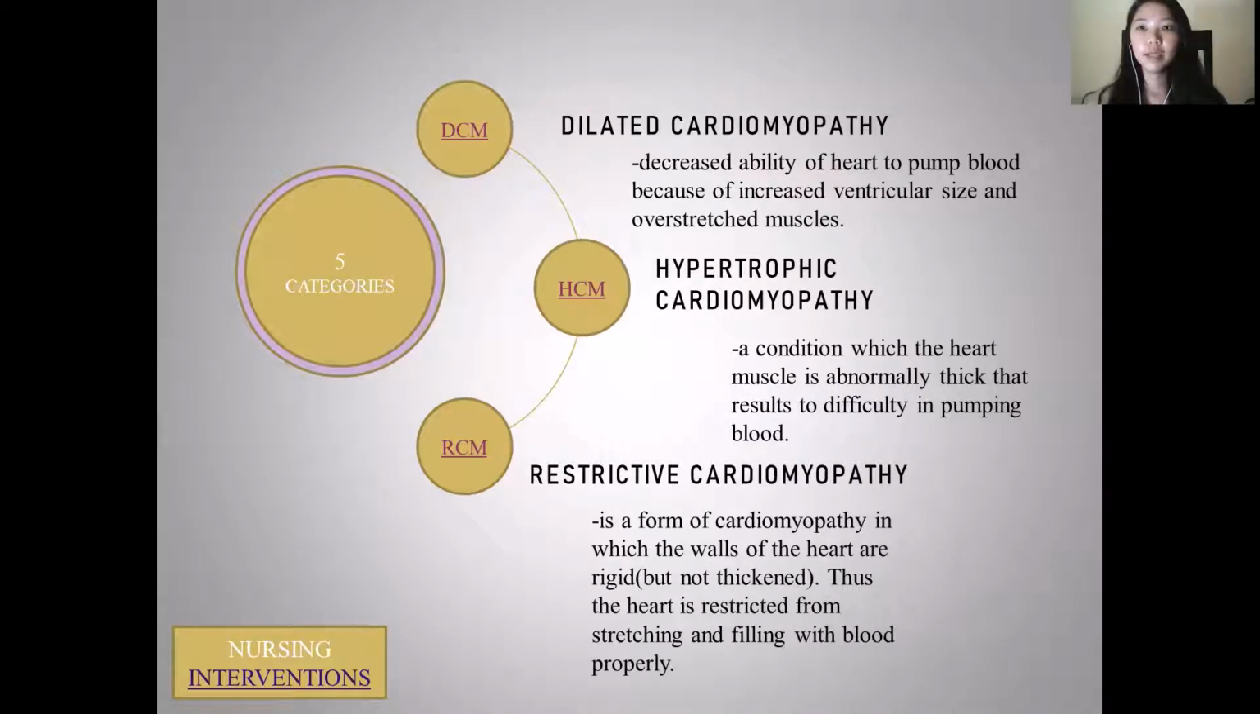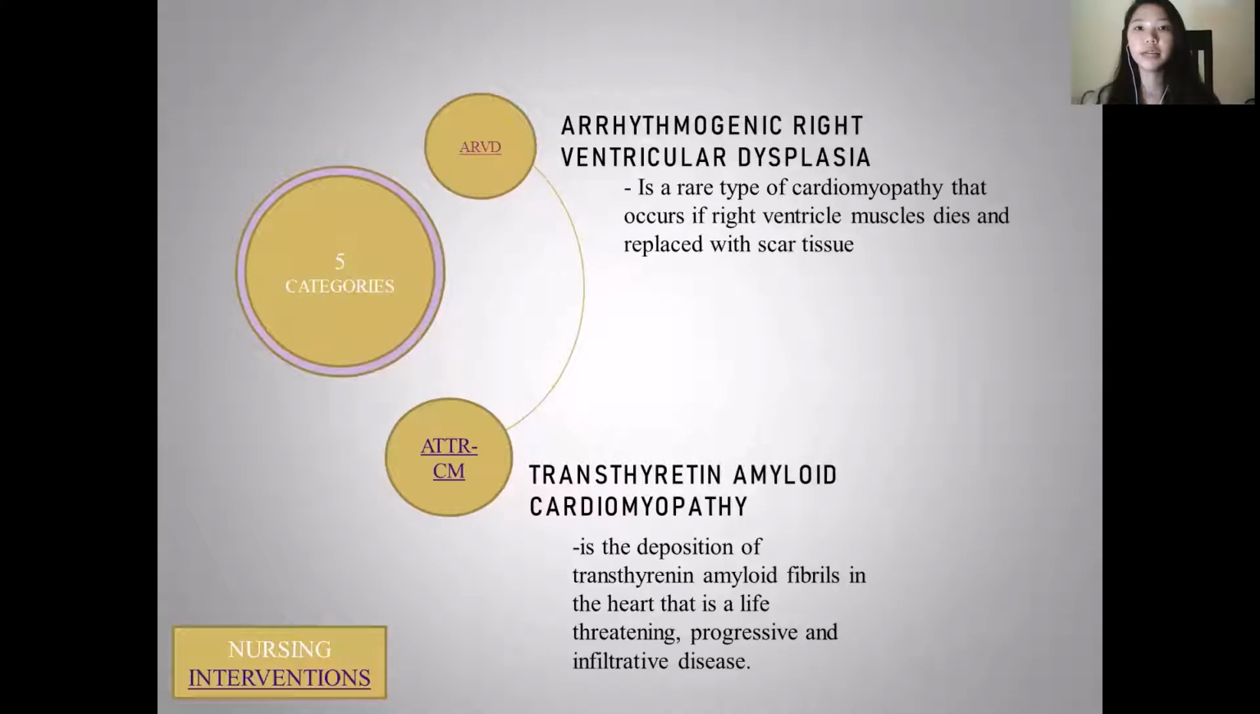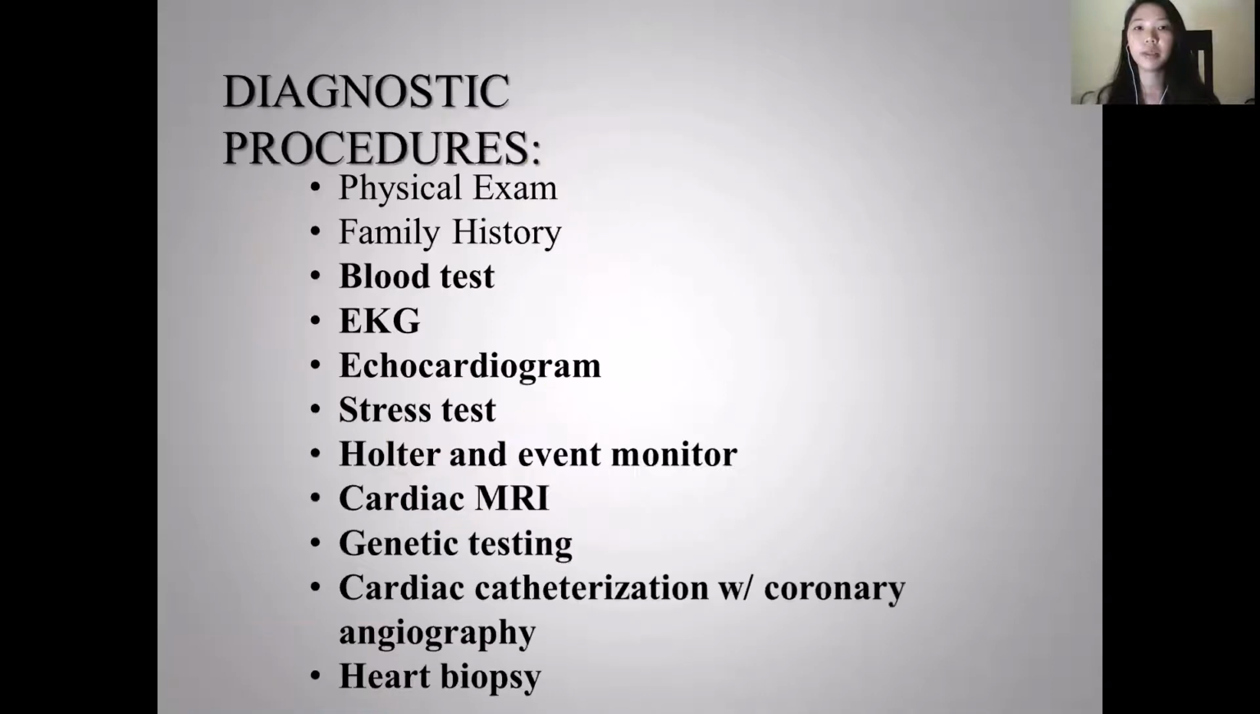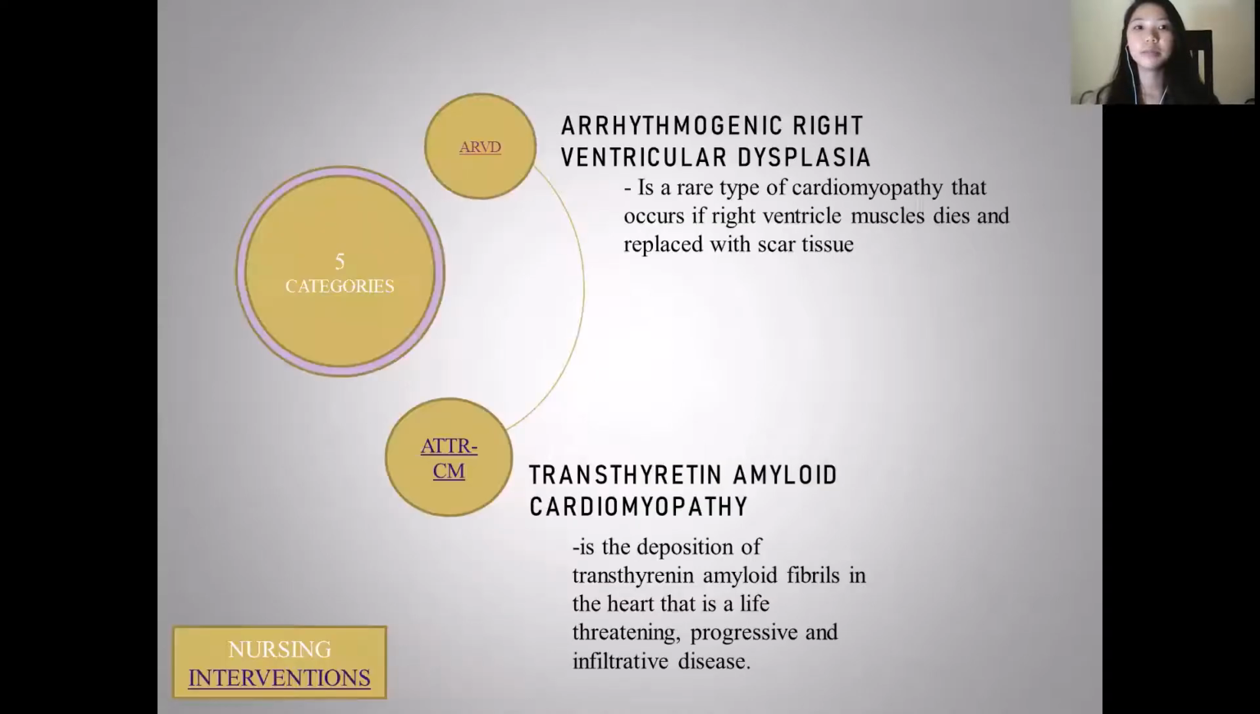There are 5 categories under cardiomyopathy: dilated cardiomyopathy, hypertrophic cardiomyopathy, restrictive cardiomyopathy, arrhythmogenic right ventricular dysplasia, and transthyretin amyloid cardiomyopathy. These utilize diagnostic procedures such as blood tests, electrocardiogram, echocardiogram, stress test, Holter and event monitor, cardiac MRI, genetic testing, cardiac catheterization with coronary angiography, and heart biopsy.